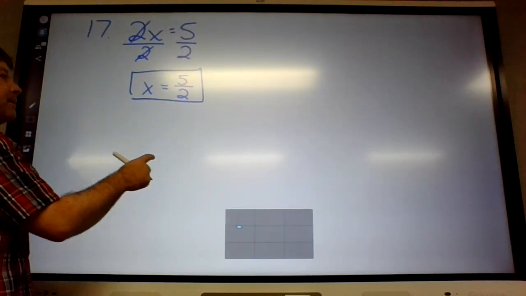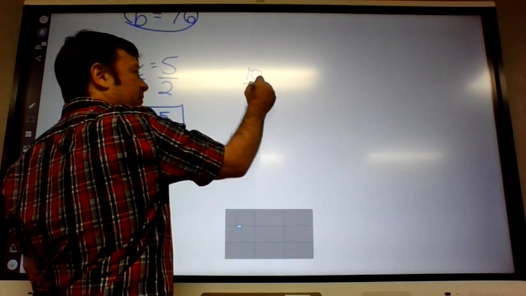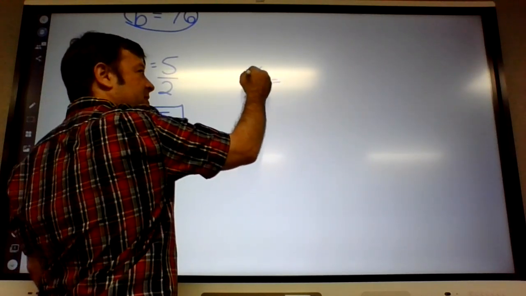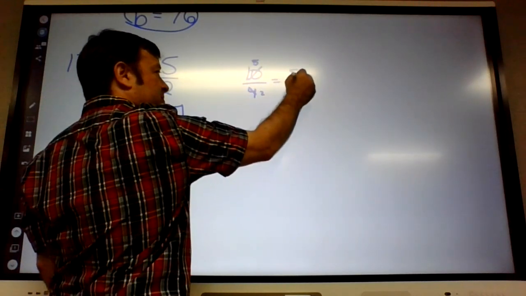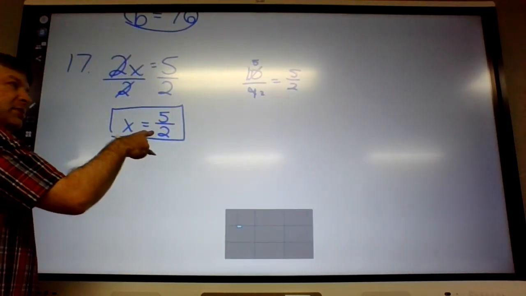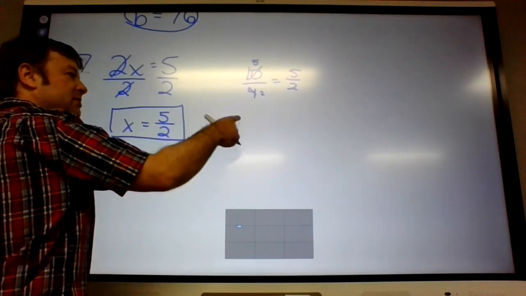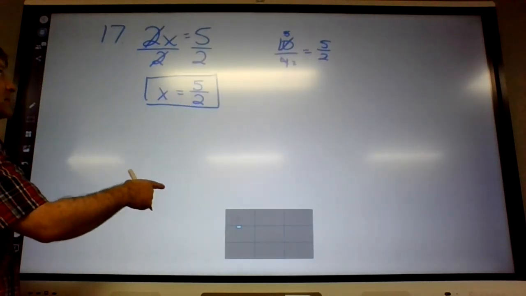Now, if it reduces, let's say it was 10 divided by 4, that doesn't divide well either, but it does reduce. If you divide both of these by 2, it reduces to 5 over 2. So you don't have to change it to the mixed number. You always have to reduce it if you can, which is not the same thing as changing to a mixed number.